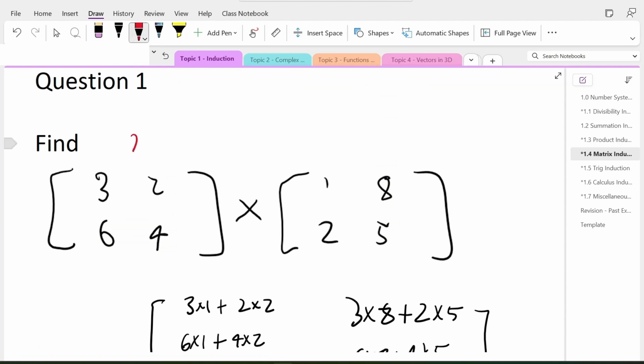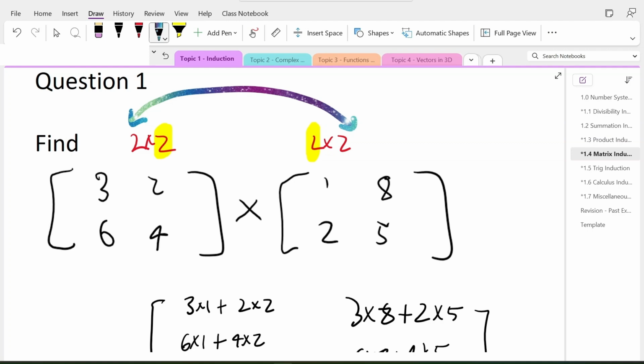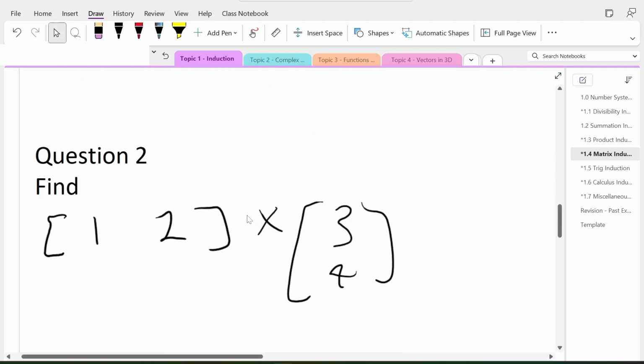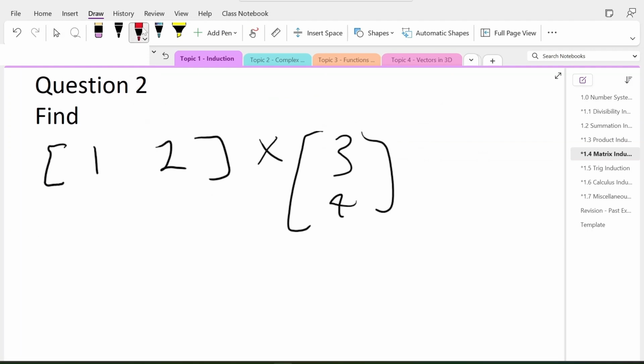Now, the way you actually know whether you can multiply matrices is you look at the dimensions of the matrices. So these are both 2 times 2. The middle number matches, which means that you can, and the resulting matrix that you get is a 2 by 2. Now, usually in induction, we are going to be multiplying 2 by 2 matrices, but just for example, this is how you would do other ones.